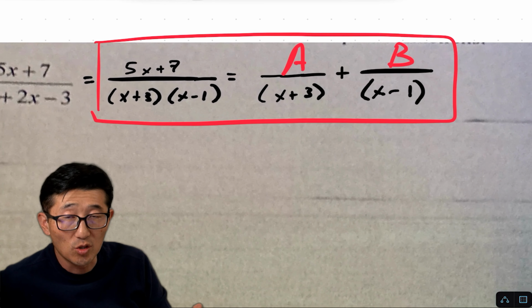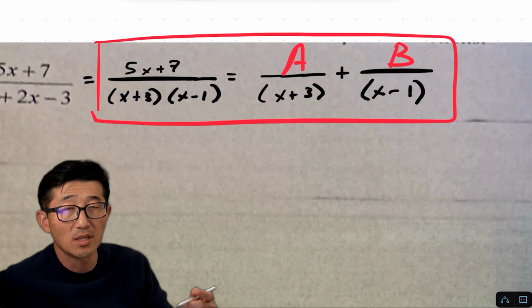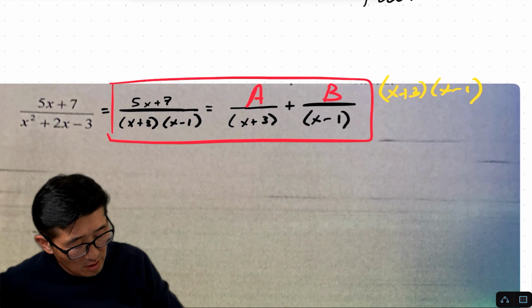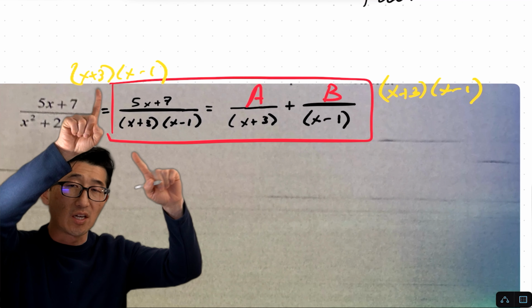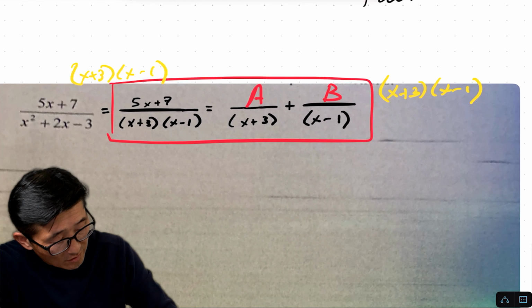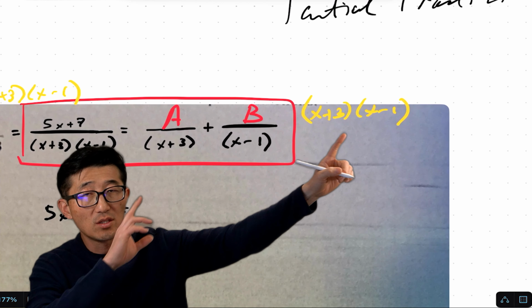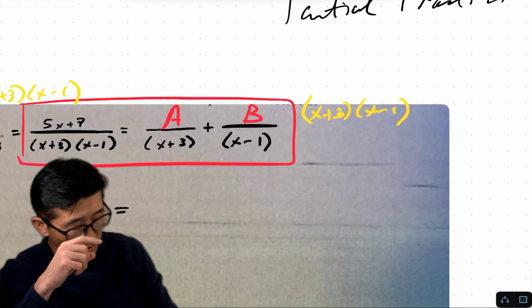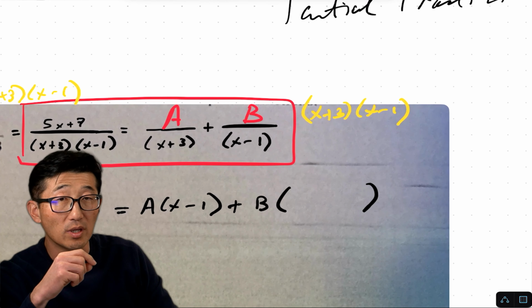The first thing we're going to do is erase all the denominators by multiplying both sides by the common denominator. I'm going to put this right here, x plus 3, x minus 1. On this side, x plus 3 times x minus 1 cancels out, so all you have on the left side is 5x minus 7. On the right side, if you distribute that, the x plus 3's will cancel out, but A will be multiplied to x minus 1. And then B will be multiplied to what?